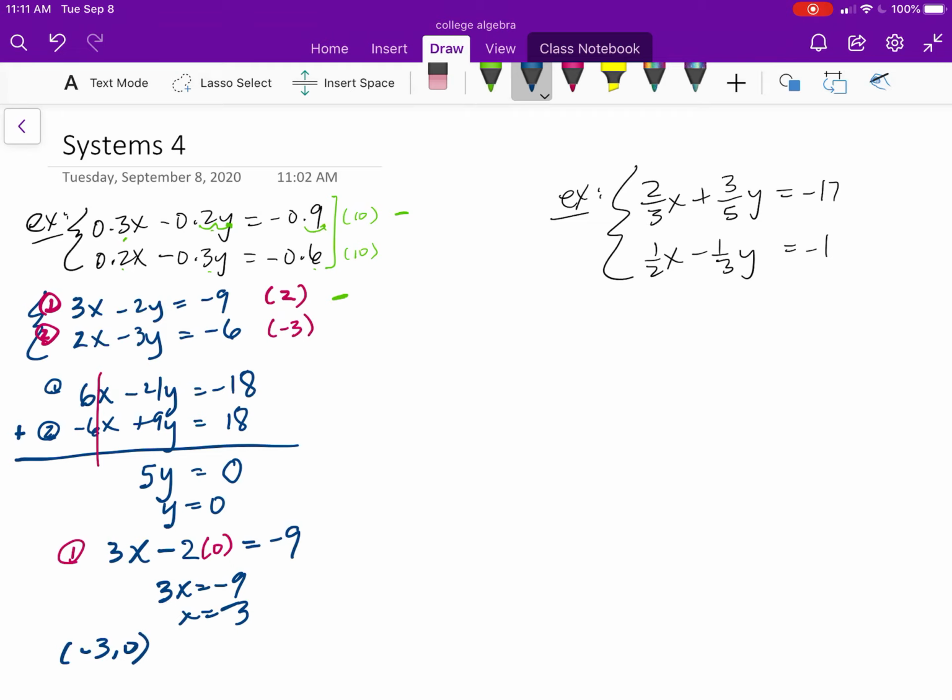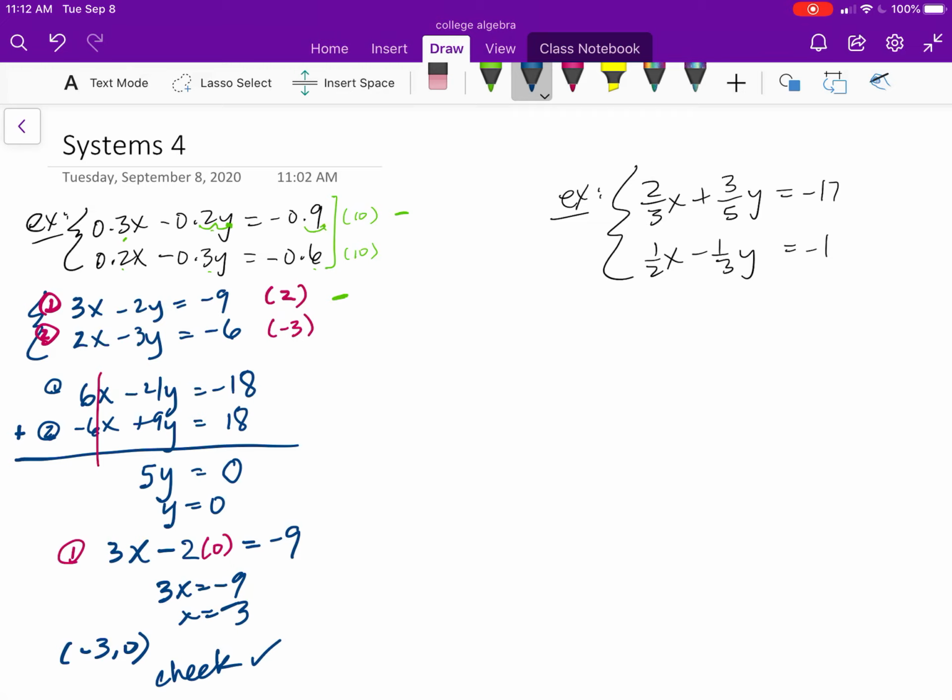I recommend as well when you're starting to do these, always check. I'm going to avoid the check in the videos to cut out some time. But substitute negative 3 in for x and 0 in for y into both equations and make sure it works. For this one in particular, we could do it mentally because y is 0 and that's pretty easy. But still, always check your solutions. Make sure they in fact work for both equations.